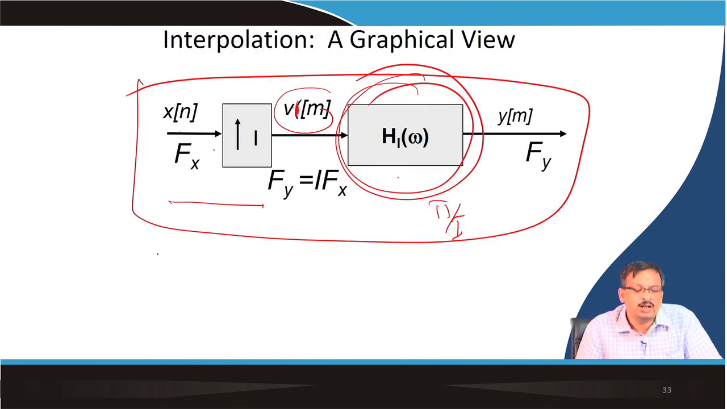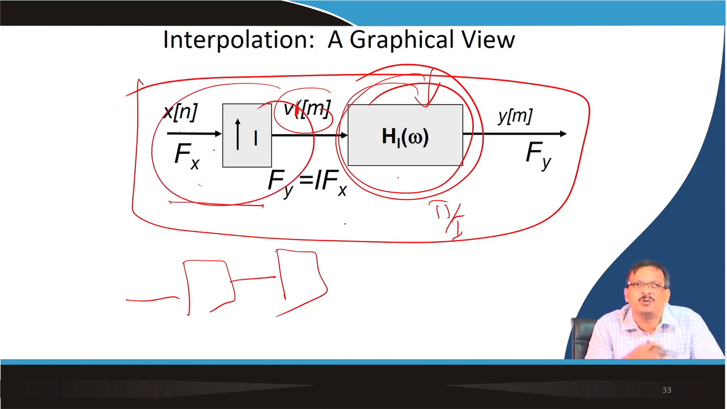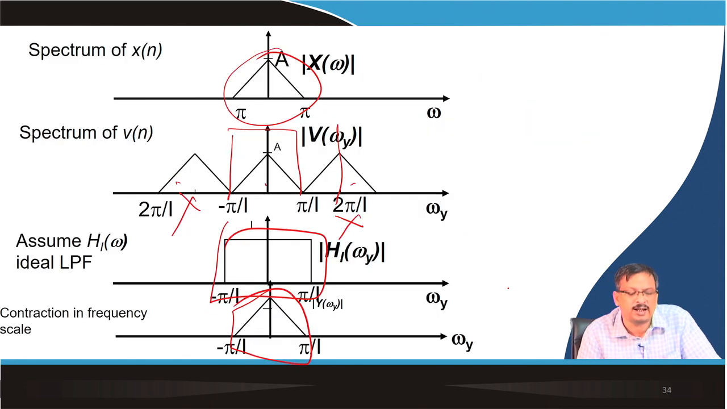That is why upsampling is also followed by a low pass filter. In case of downsampling, first low pass filtering, then downsampling. In case of upsampling, after upsampling I have to reduce that mirror image. That is why I have to put a low pass filter to get the signal. Okay, so that is the upsampling diagram.